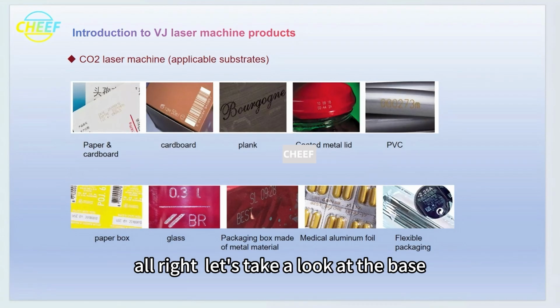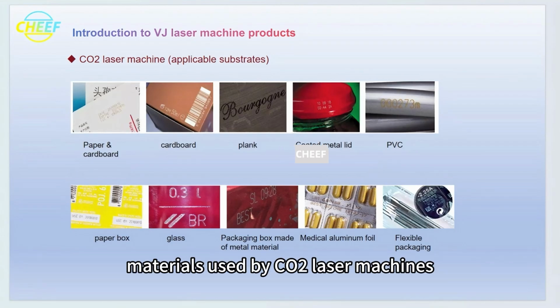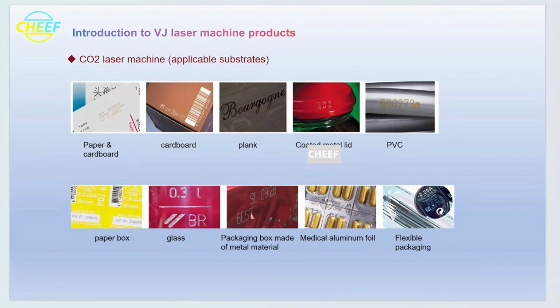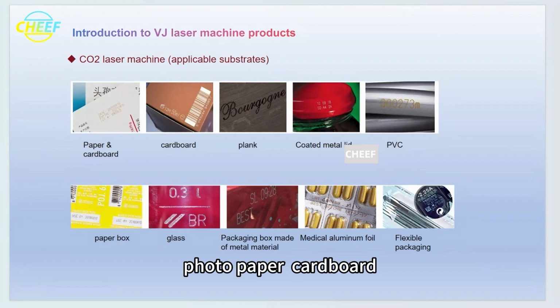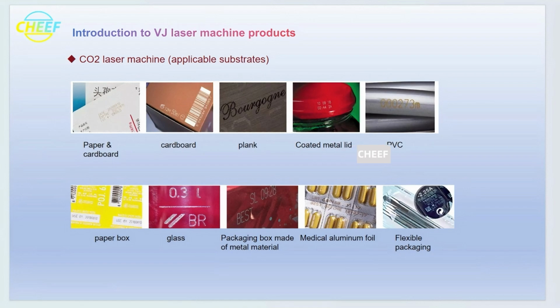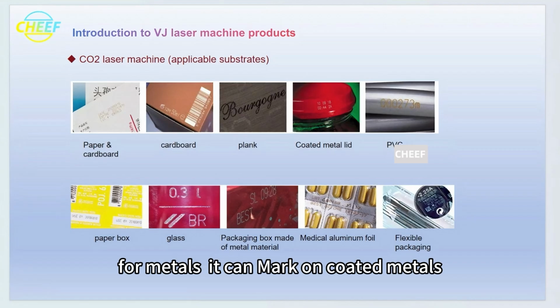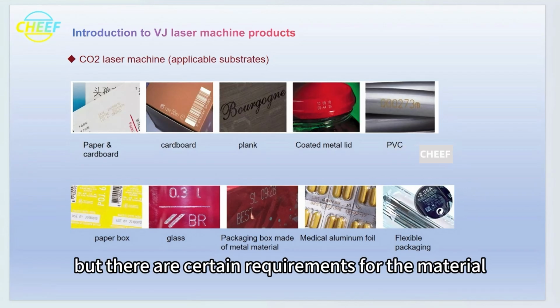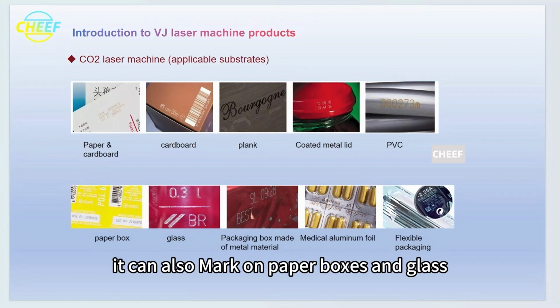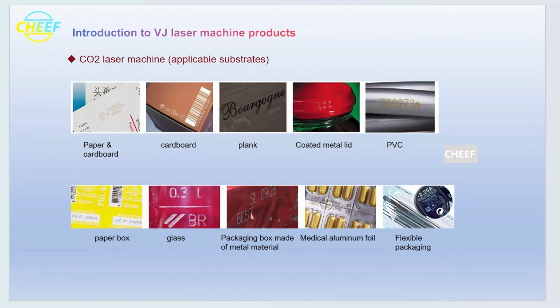All right, let's take a look at the base materials used by CO2 laser machines. As I mentioned earlier, the main materials are various types of paper, such as regular paper, photo paper, cardboard, and even wood. Since wood is also made from paper, it can be marked as well. For metals, it can mark on coated metals, and for PVC materials, it can also mark, but there are certain requirements for the material. It must be PVC. It can also mark on paper boxes and glass.